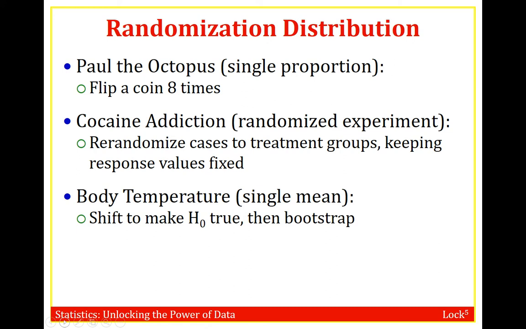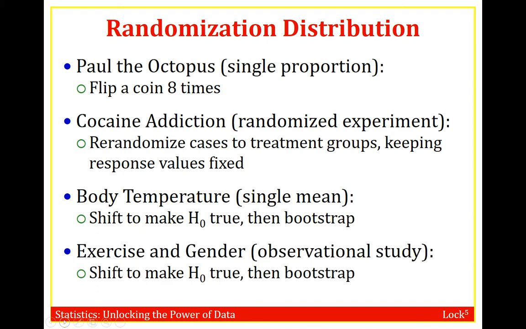Body temperature. If you're measuring something in body temperature, it's a single mean. Okay, so we've looked at three things so far. Paul the octopus, a single proportion. We had a randomization experiment in which we compared two cases. We have a body temperature, which is a single mean. We're shifting this H of O to make it true.